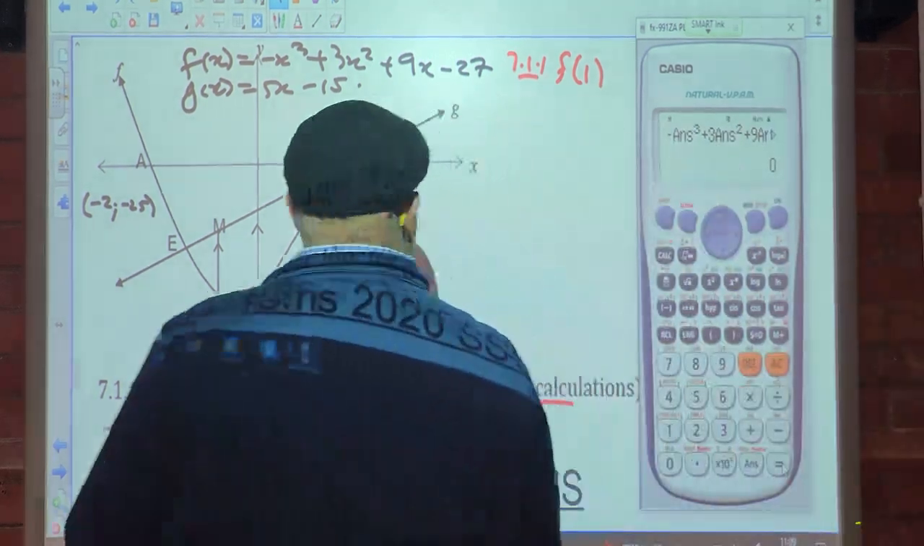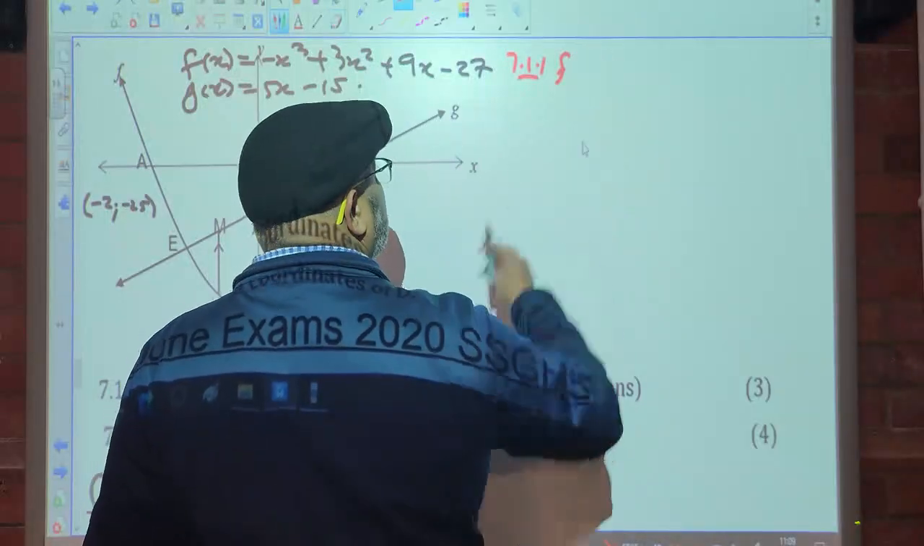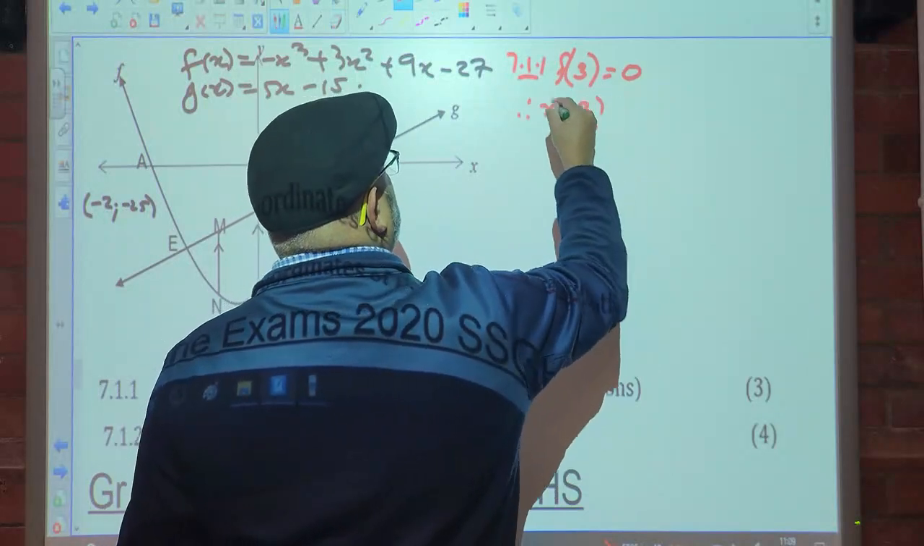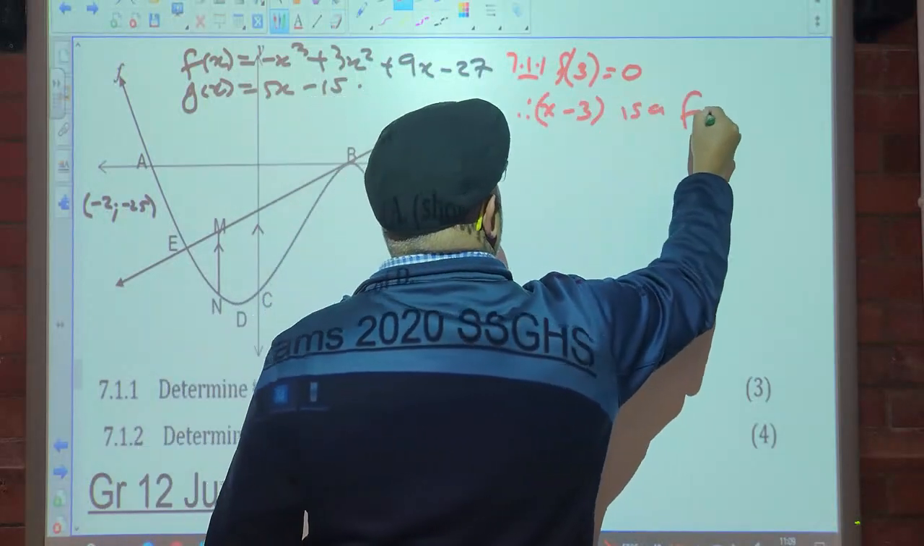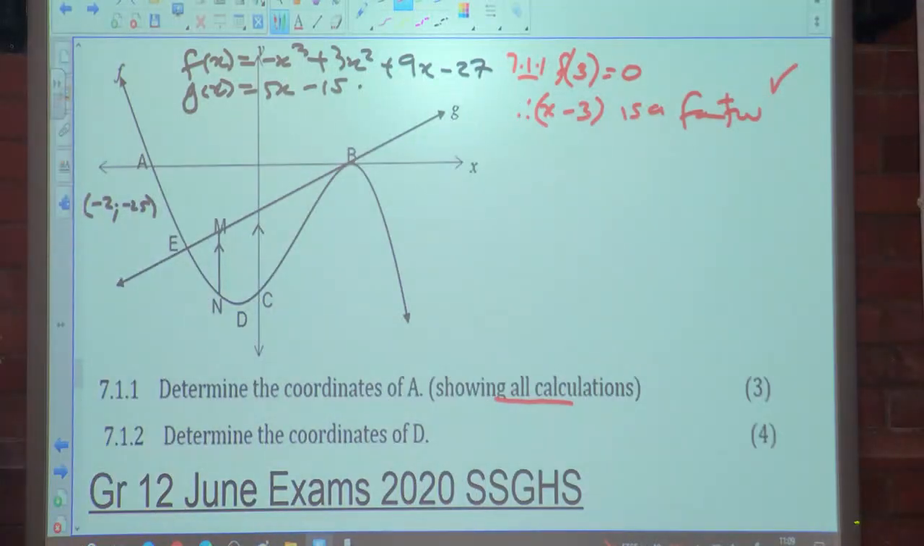So what does that mean? That f of 3 is equal to 0. Therefore, x minus 3 is a factor. You write that, and we give you one more mark. So you can manipulate the system, you know what I mean?